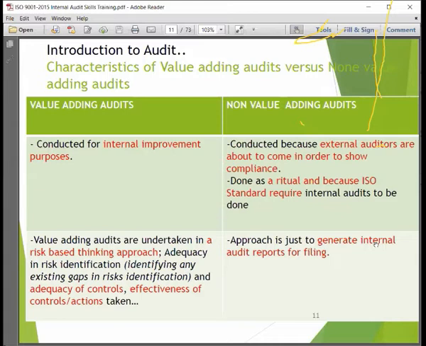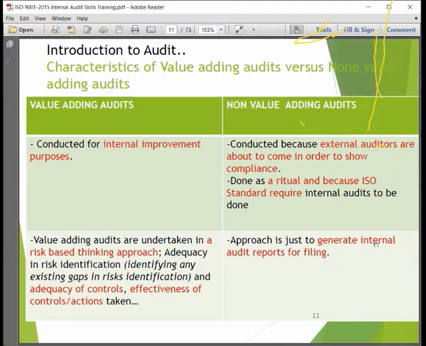But it should be where we are doing it because we want to improve our processes. It's for our own purposes. It's not for the external auditor. The external auditor will come, do the audit and be paid. But have we added value to our organization?